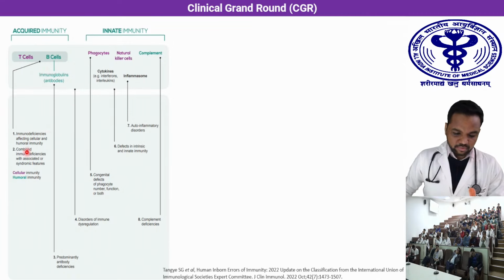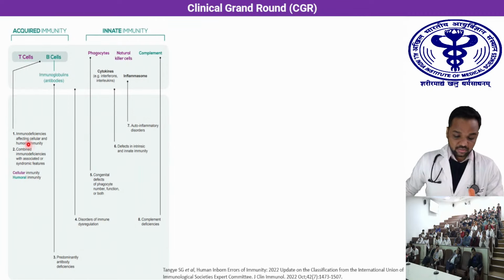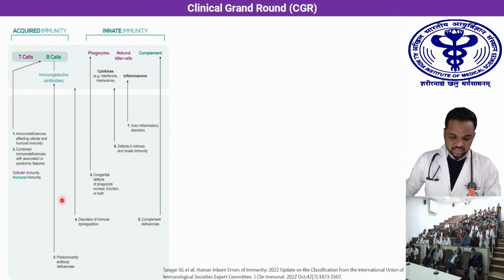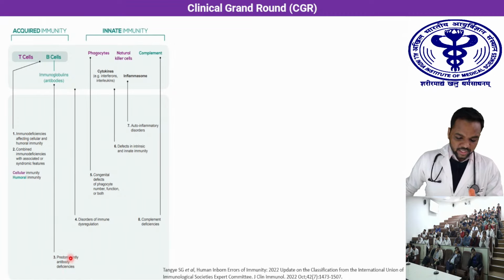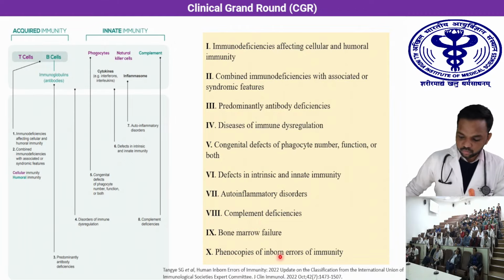If we see, categories 1 and 2 affect acquired immunity: those are combined immunodeficiencies, and if it is affecting only B cells, that causes predominantly antibody deficiency. Similarly in the innate immunity, if it is affecting phagocytes, that is the disorder of phagocyte number, function, or both, and if it is affecting complement, then complement deficiency. These 9 categories are based on each arm being affected. The 10th category is phenocopies of inborn errors of immunity.